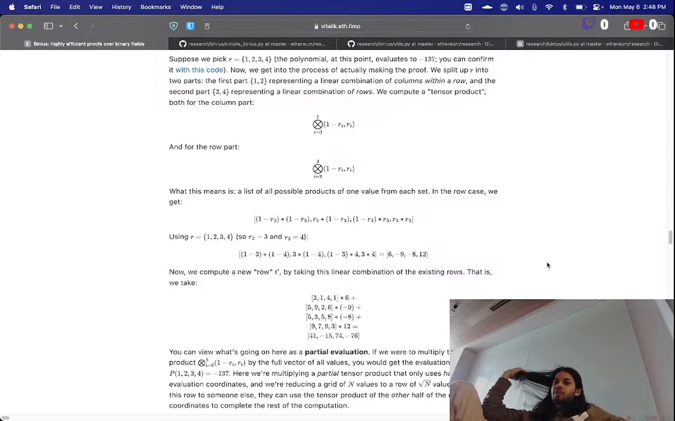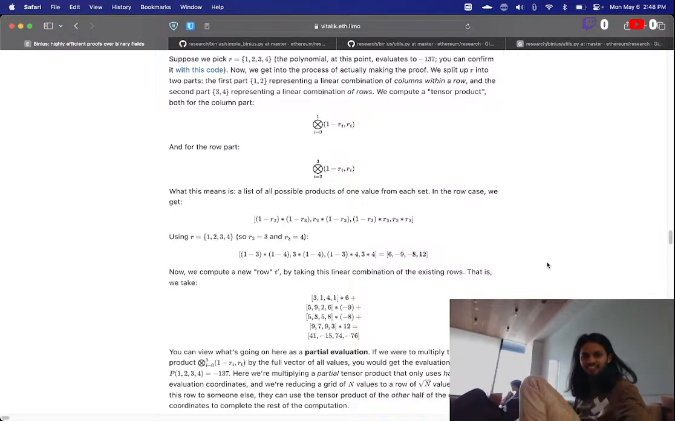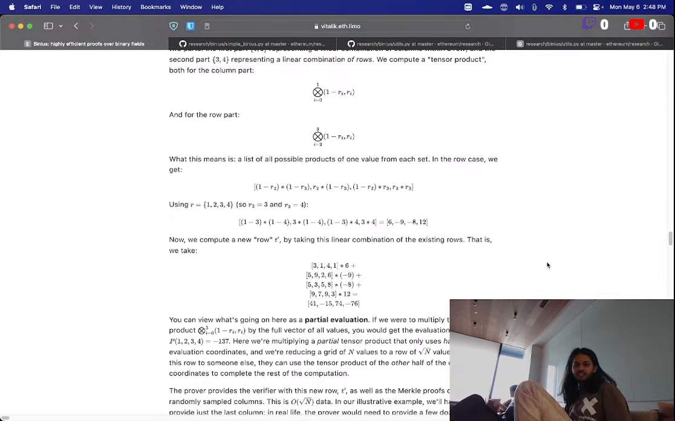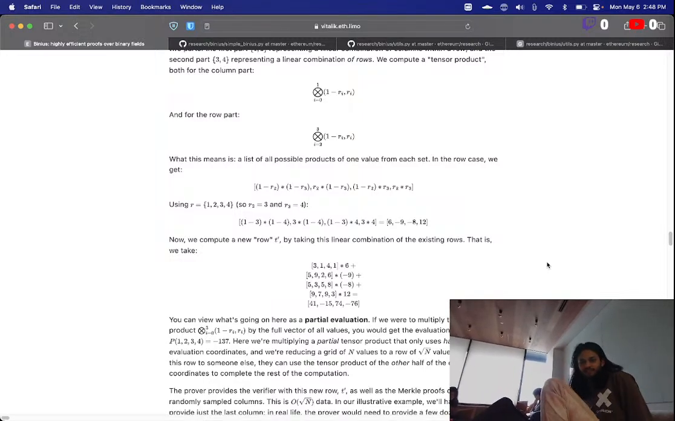So what is the point of this linear combination of existing rows? Did anybody get to this point in the post yet? I'm just reading that part. Yeah, and I have the same question. I wonder what's the purpose of this polynomial 1 minus alpha as a tensor product. Yeah, I also don't understand the point of this tensor product.